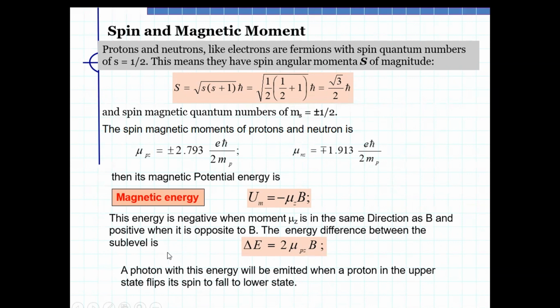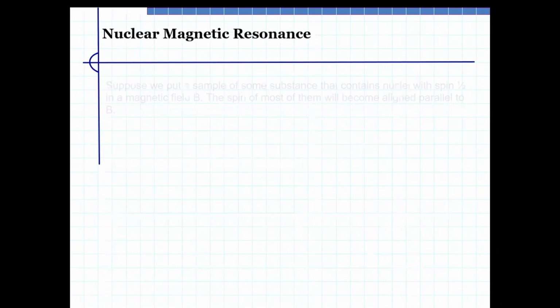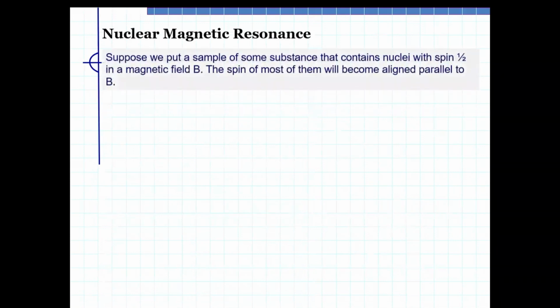So that's how we would like to keep in mind the magnetic moment effect and the spin effect. Let's talk more about it through nuclear magnetic resonance. This is what we have now seen applicable, and machines are being made using this technique. So let's first understand this.